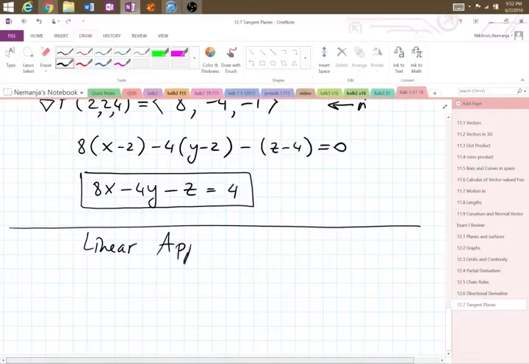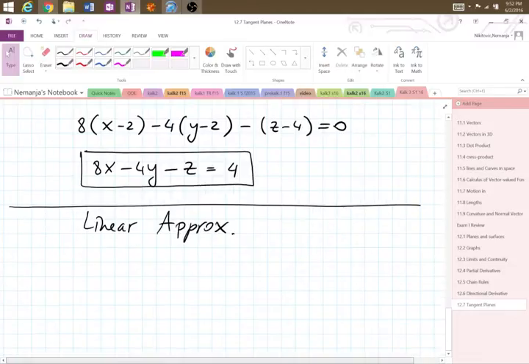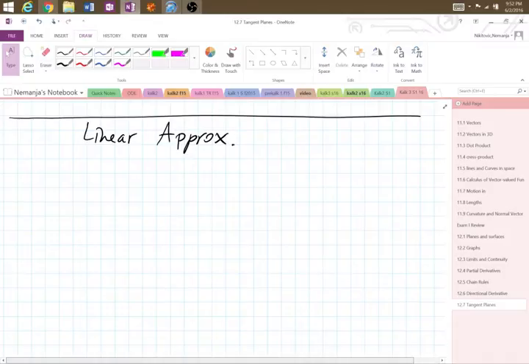Linear approximations. So now, all we need to do is to rearrange this into a form where we can use it as a linear approximation. We already have the tangent plane. So now the linear approximation of x, y, because remember it's a two-dimensional input, x and y are independent, z is the dependent variable.